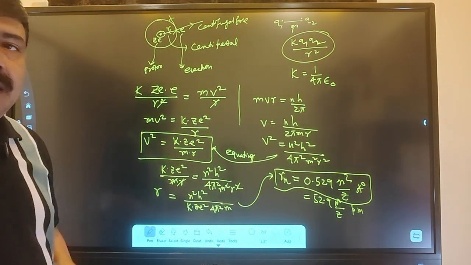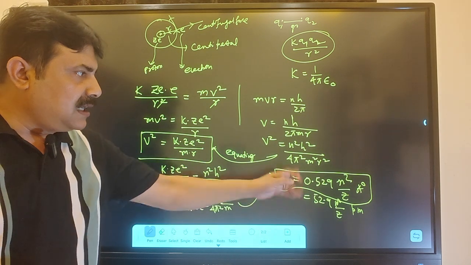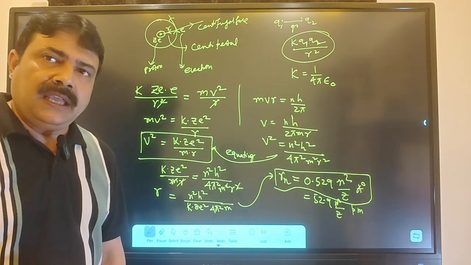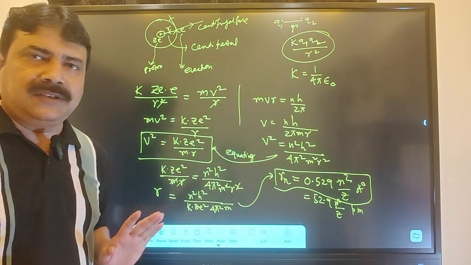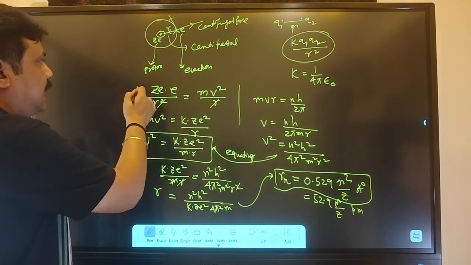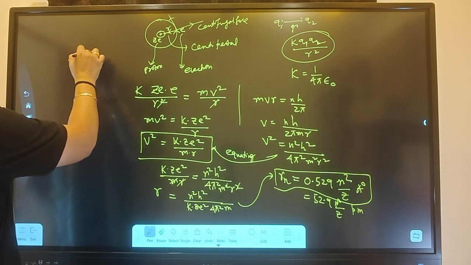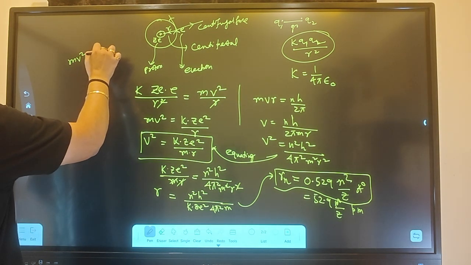Now based on that, we can go with a few explanations. Remember r n equals 0.529 n square by Z. We will utilize this one. And another thing you remember, mv square equals what we got: K Z square by r. These two points. mv square equals, we got, K Z square by r.